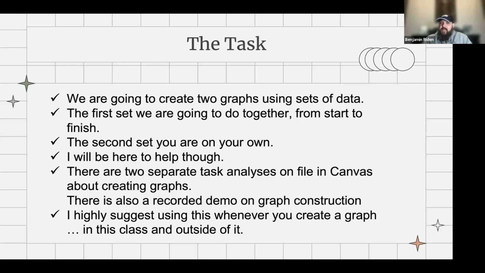If you need help, you can reach out to me. There are two separate task analyses on file in Canvas if you need additional help. As I mentioned, the recorded demo is there as well. And I highly suggest using this whenever you create a graph, not just for this class, but outside of it as well.